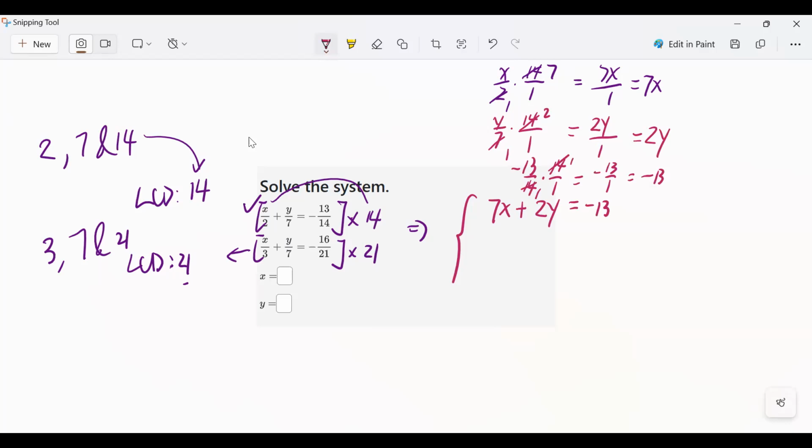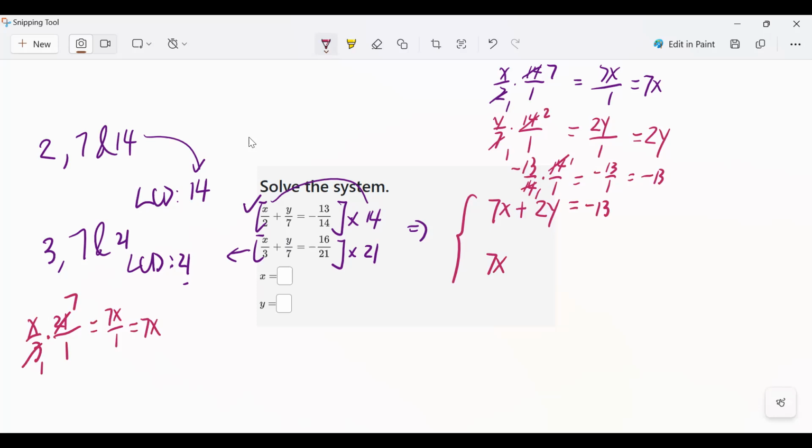Okay, very similar for the second equation. So x over 3 times 21. Make 21 a fraction. 3 goes into 21 7 times. So 7x over 1, which is 7x again.